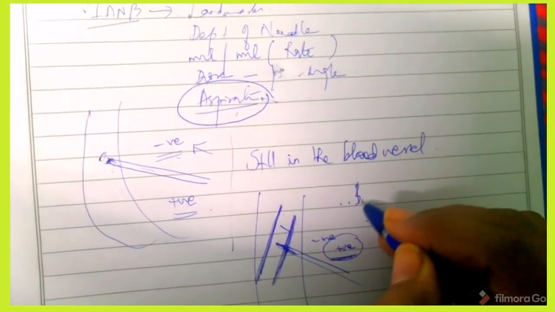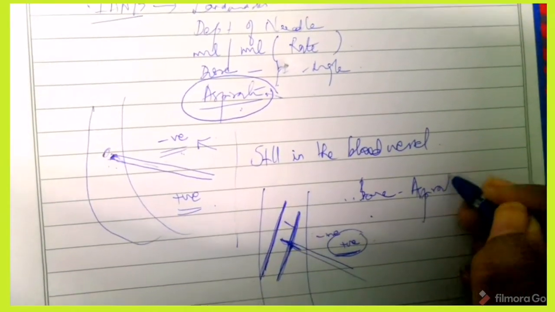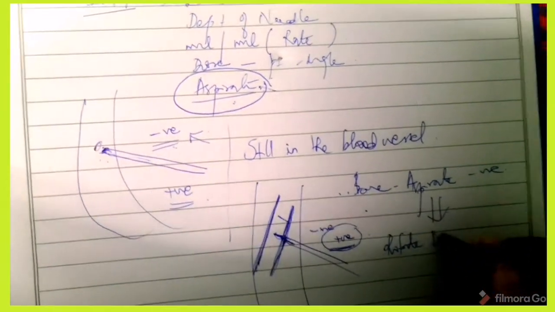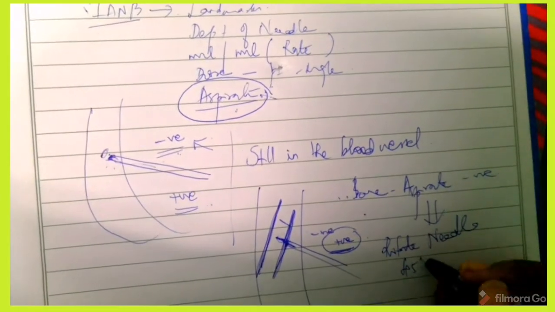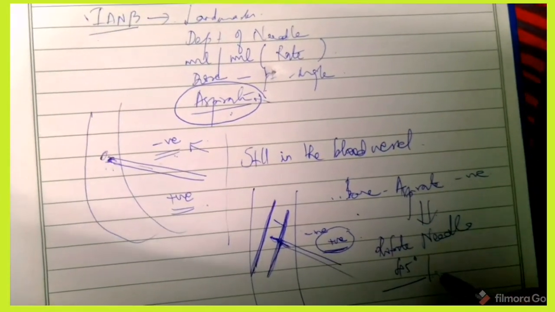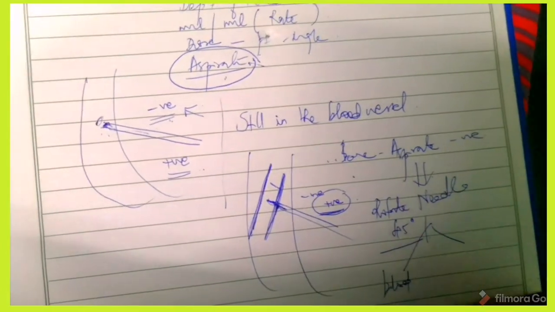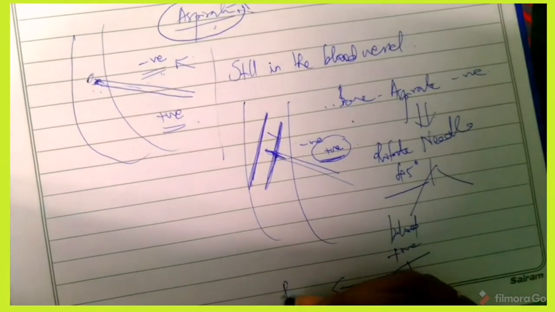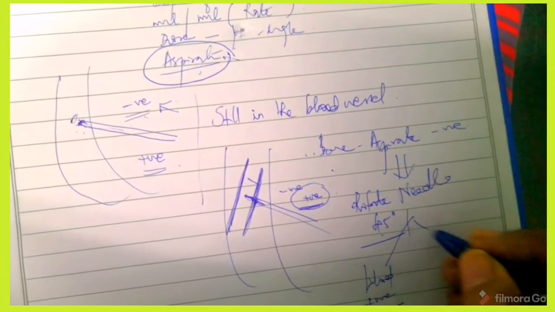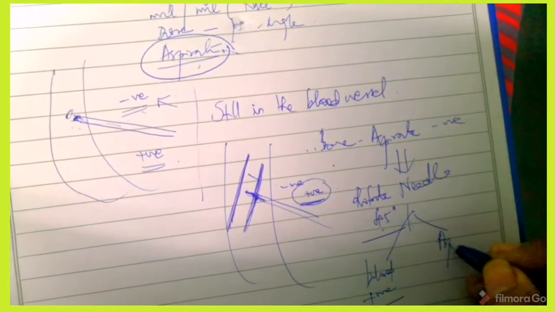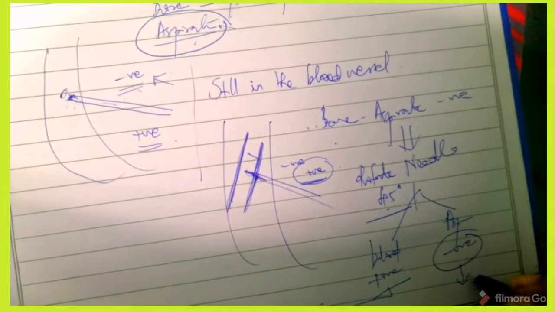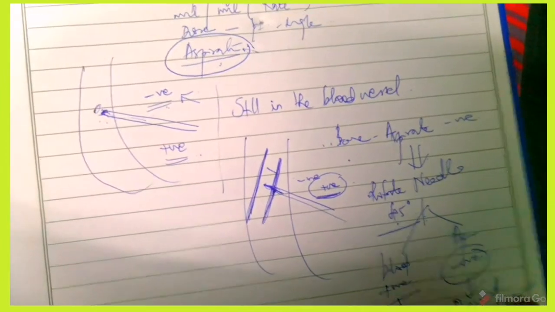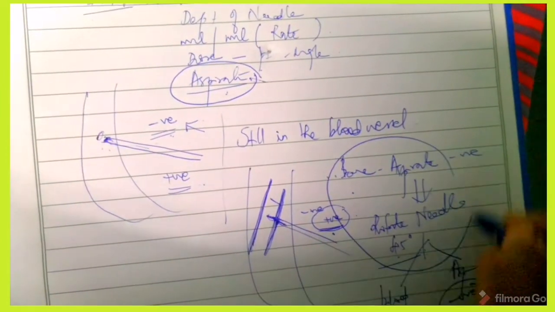Hit the bone, aspirate, negative, then rotate the needle 45 degrees in the same position, and if you are in the blood vessel, the needle will be inside the lumen, so you'll get a positive aspiration, and you relocate the needle. If after rotating 45 degrees the aspiration is still negative, very good, you are not inside the blood vessel, proceed with the injection. So this is the fact I would like to share with everyone.